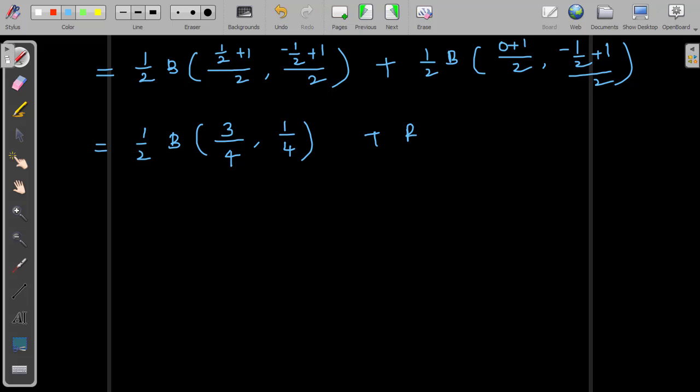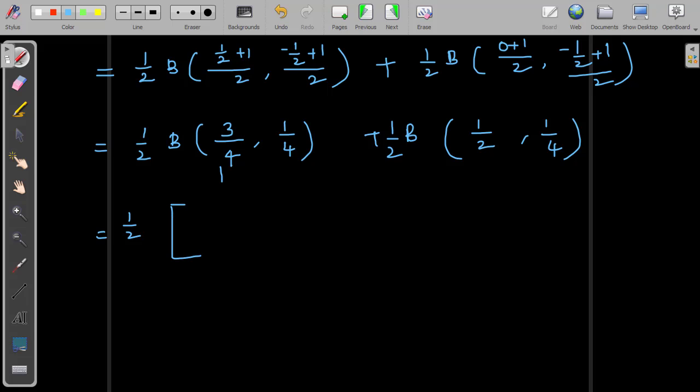Plus sign, half times beta of half, comma, 1 by 4. The answer is 1 by 4. After that, this half is the same. What I will do is write outside to make the simplification. After that, I will open the square bracket like this.